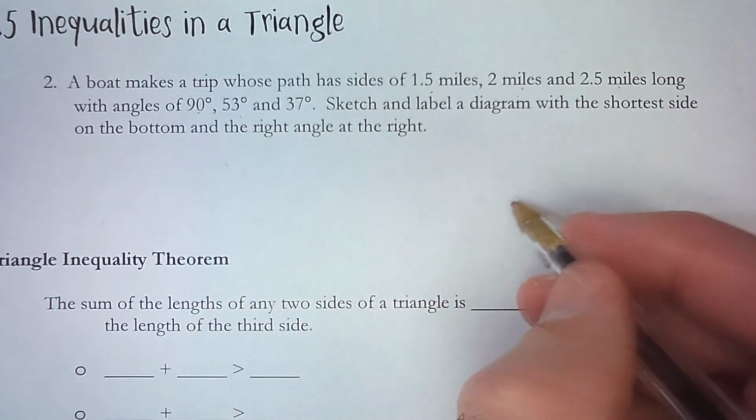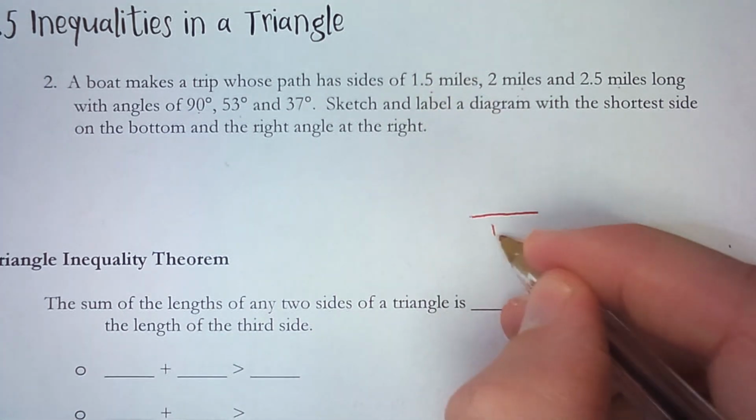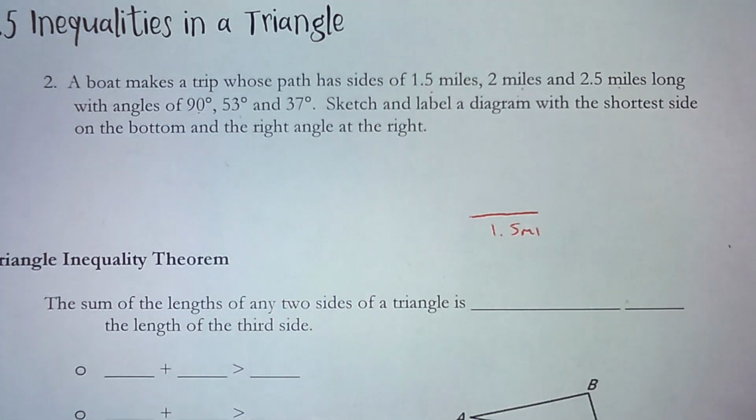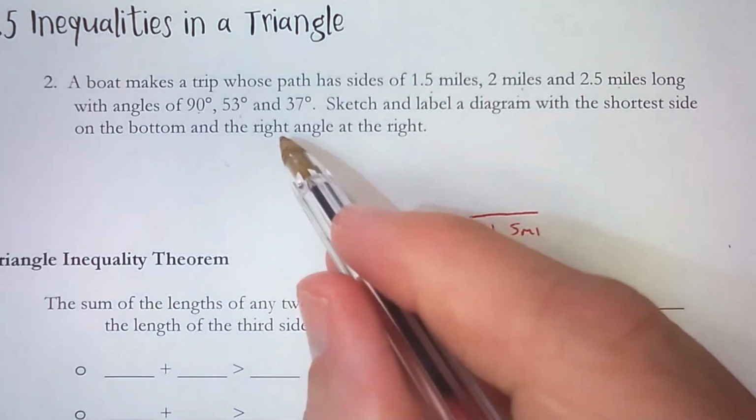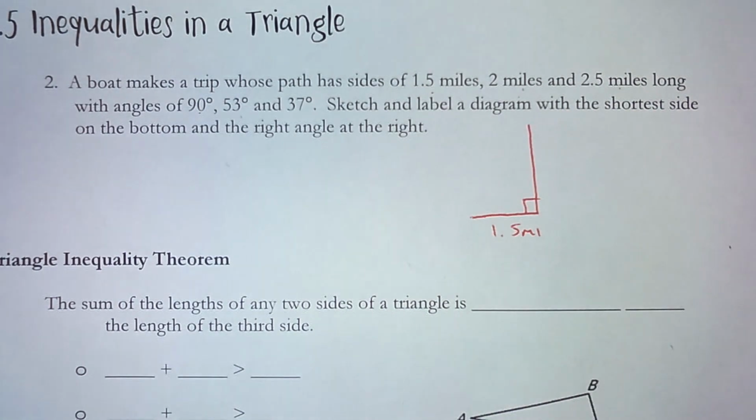So we've got the shortest side on the bottom. So down here will be 1.5 miles. That is the shortest side. And it's going to have the right angle at the right. Right here is going to be the right angle.